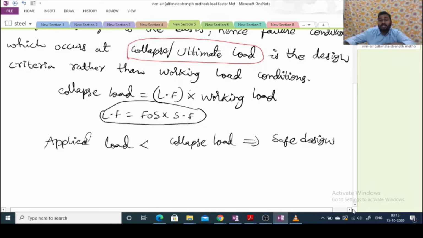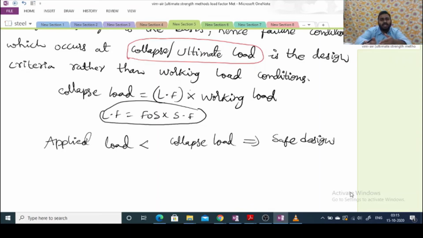Now let us see the design. Let us see how we are going to design by using this plastic method. In this point itself, let us discuss how we are going to design by using the plastic method. And here I'm going to take the example of a beam.